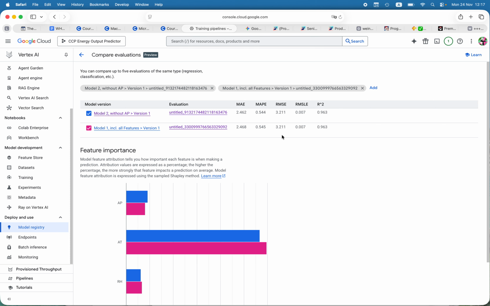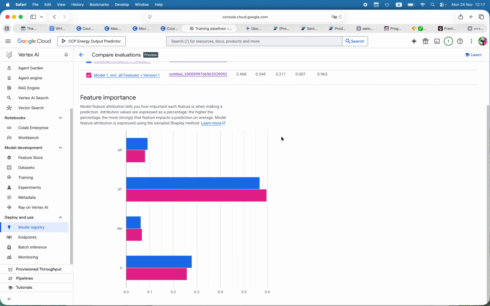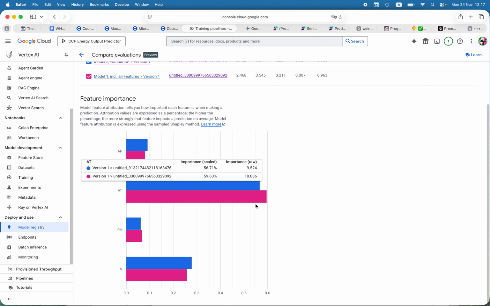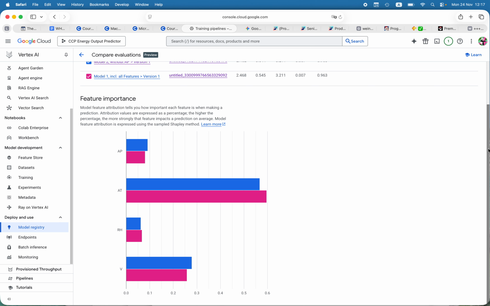So the model confirms that the ambient temperature and exhaust vacuum are the two most powerful factors controlling the power plant's output. Focusing on these two inputs is key to understanding and managing combined cycle power plant efficiency.